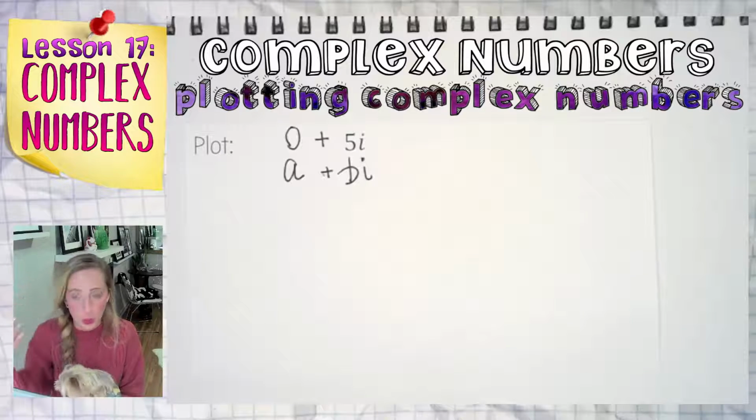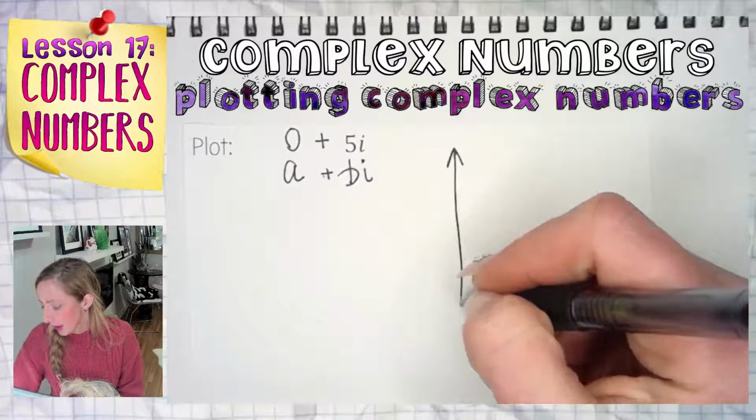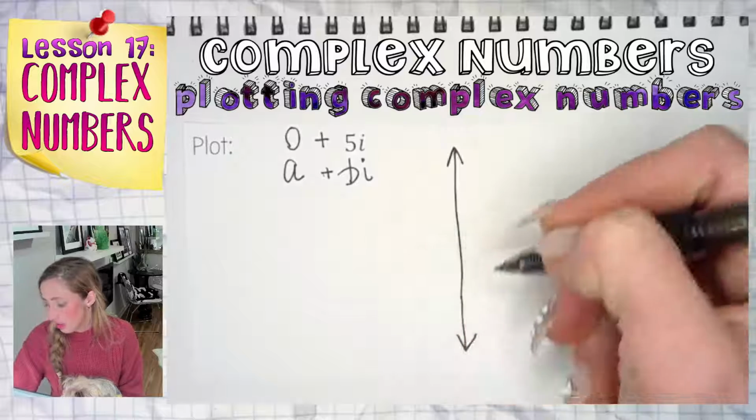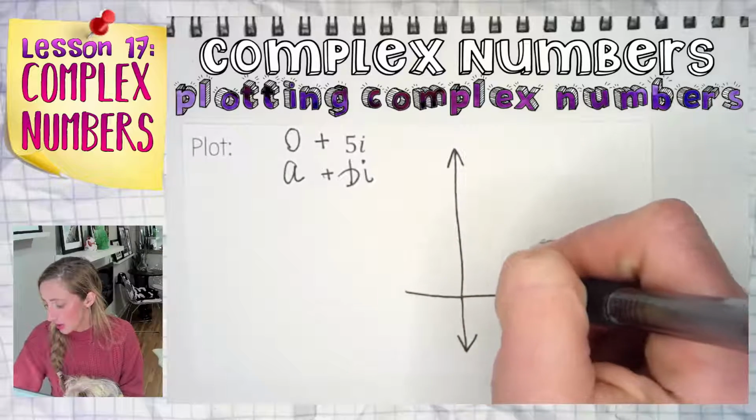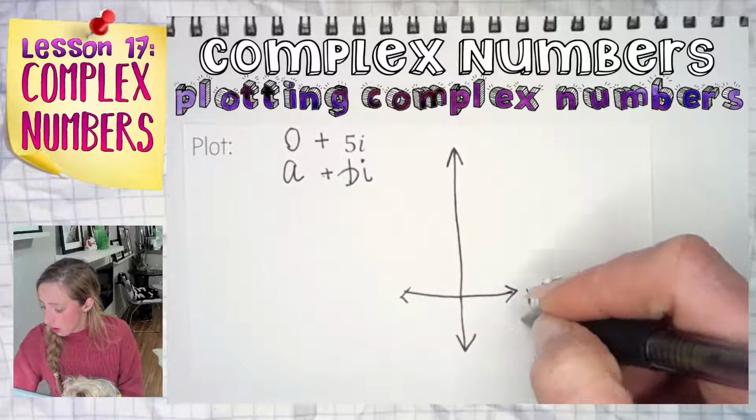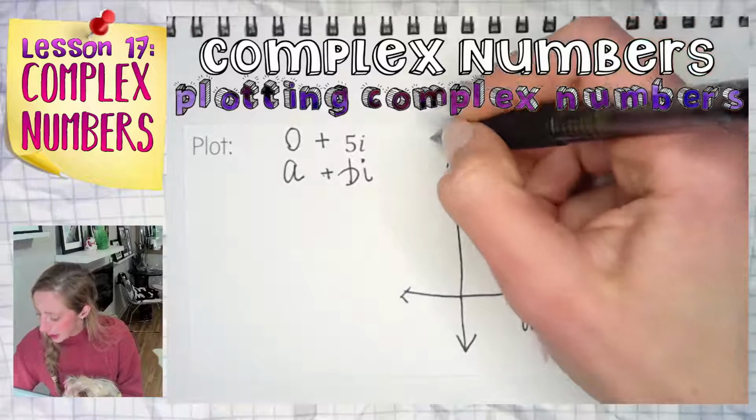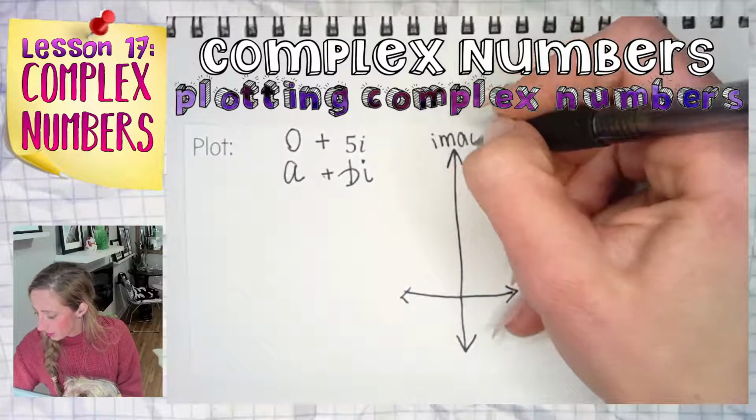So you're only going up or down, but you would still indicate that it is on the complex number plane, and it's not really anything that's scary. So what does this look like? Well, here I'm just going to go ahead and label the real axis and, of course, the imaginary axis.